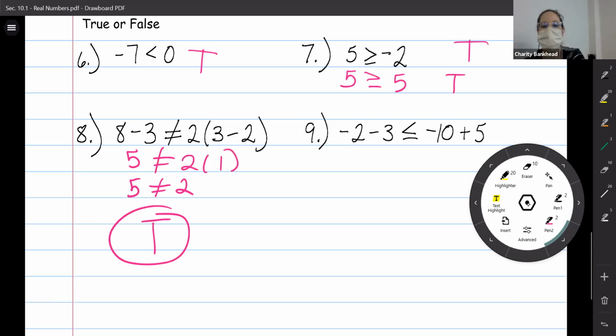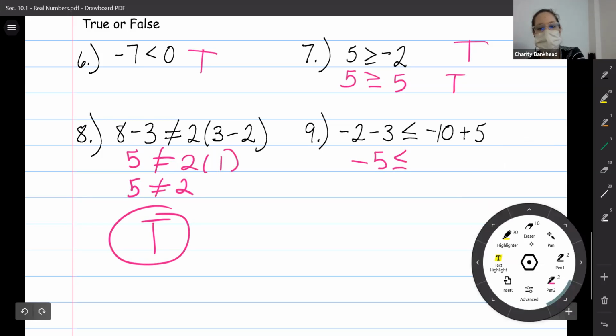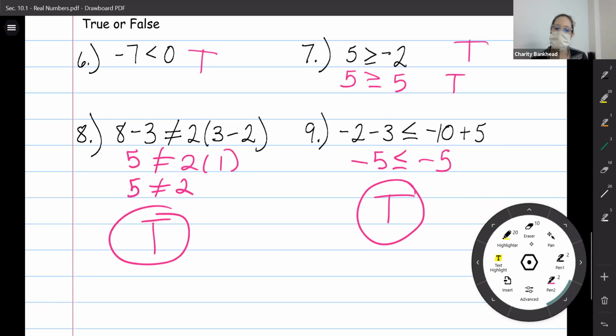And then number 9, -2 minus 3 would be -5, less than or equal to. And then -10 plus 5 is -5. So it says -5 is less than or equal to -5. So is that true or false? That's true, because they're equal. Okay. Any questions about that? Okay.